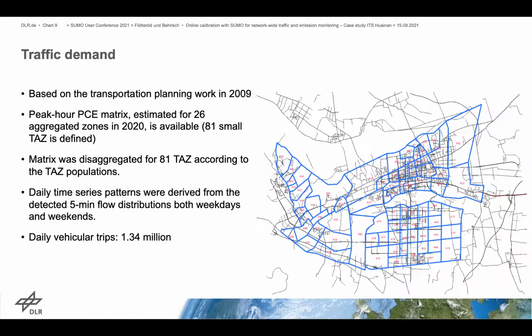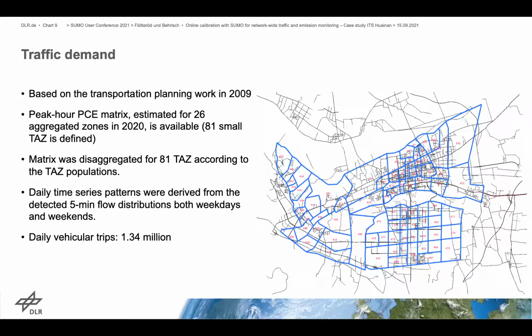Regarding traffic demand, the traffic demand used is based on the transportation planning work done in 2009 in China. There are 81 traffic analysis zones, TAZs, defined, and they are indicated in the right figure. However, only a peak hour PCE matrix is available, and this matrix was estimated for 26 aggregated zones for 2020. So this matrix was further disaggregated for the 81 TAZs according to the respective TAZ populations.